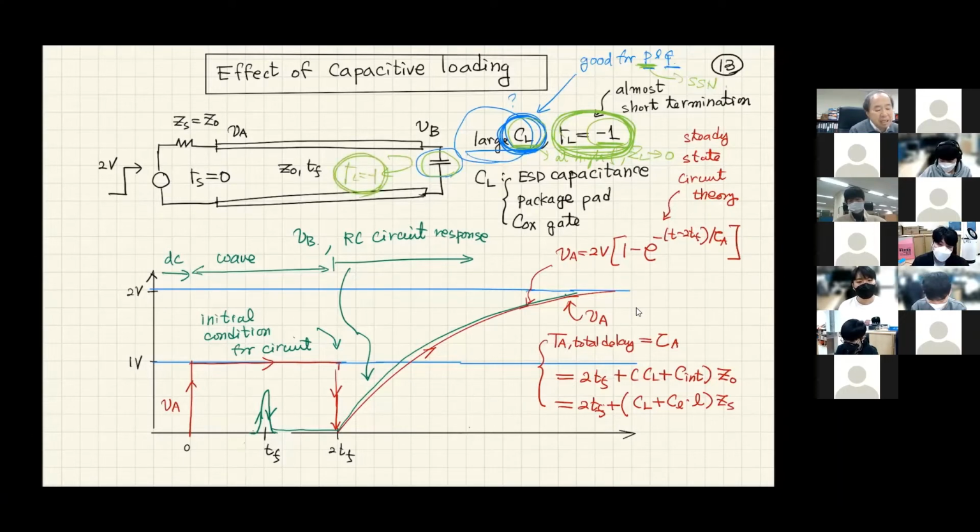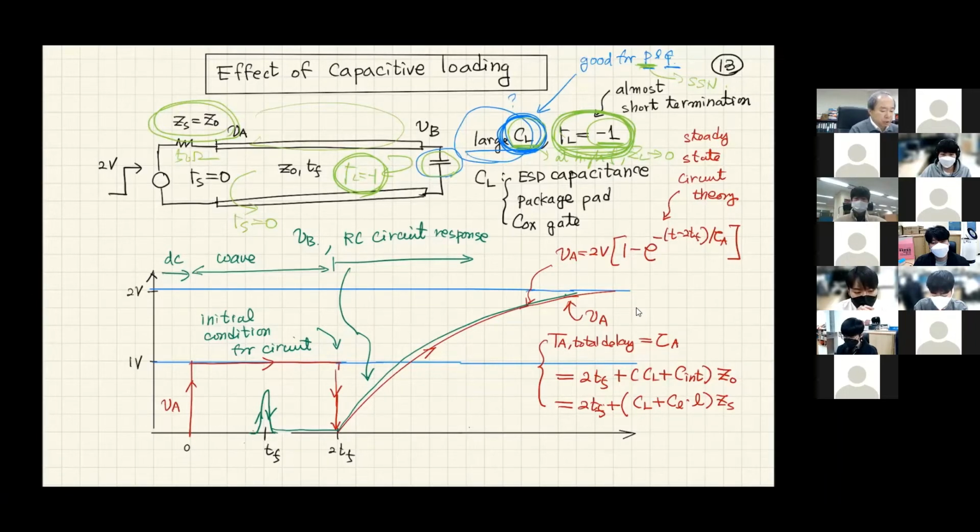At the DC level, it is an open termination, but at high frequency, it is very negative reflections. Also, I'm assuming that we have 50 ohm source impedance. That means there will be no reflections at the source. So after twice the time of flight, it's going to be a DC state or circuit state.